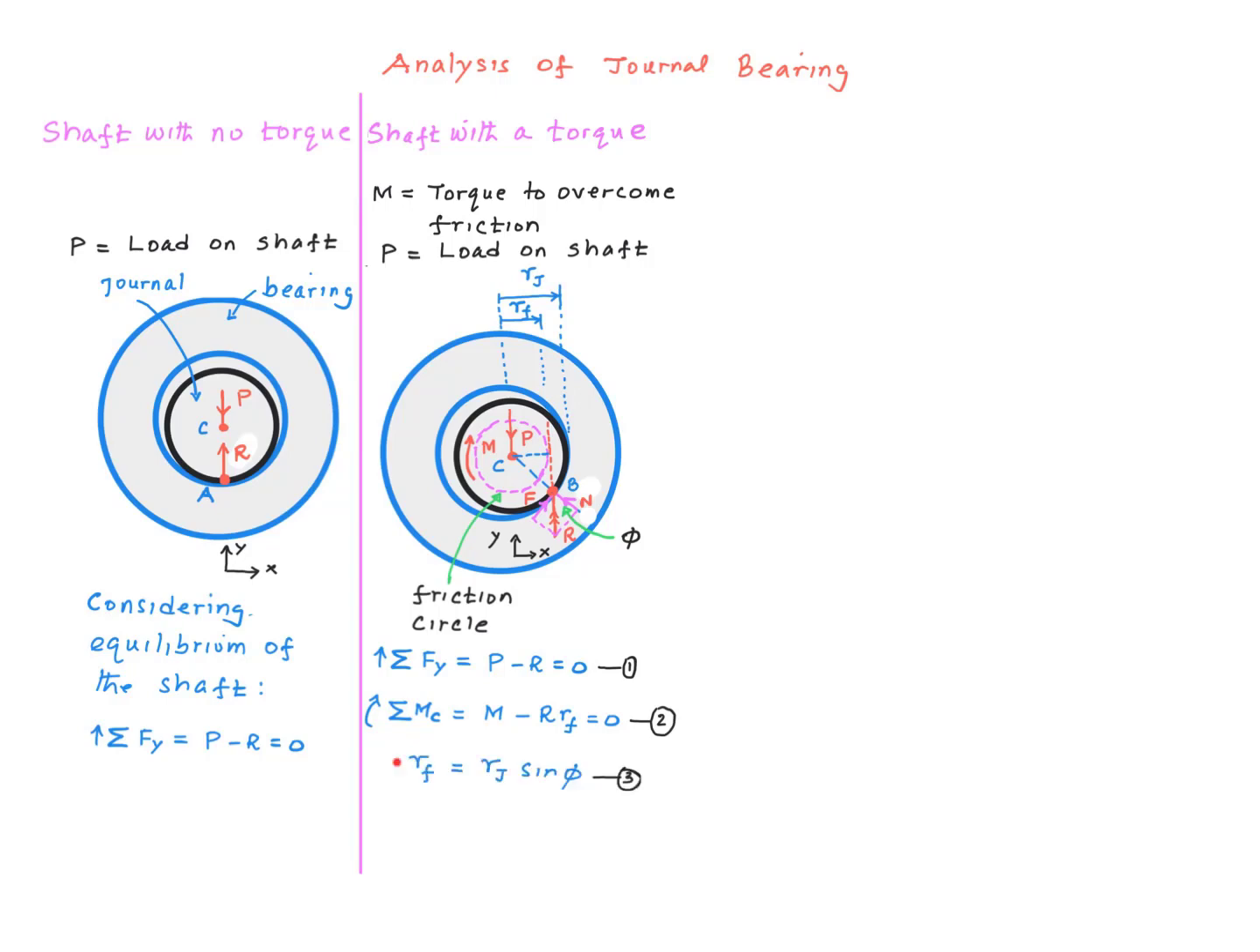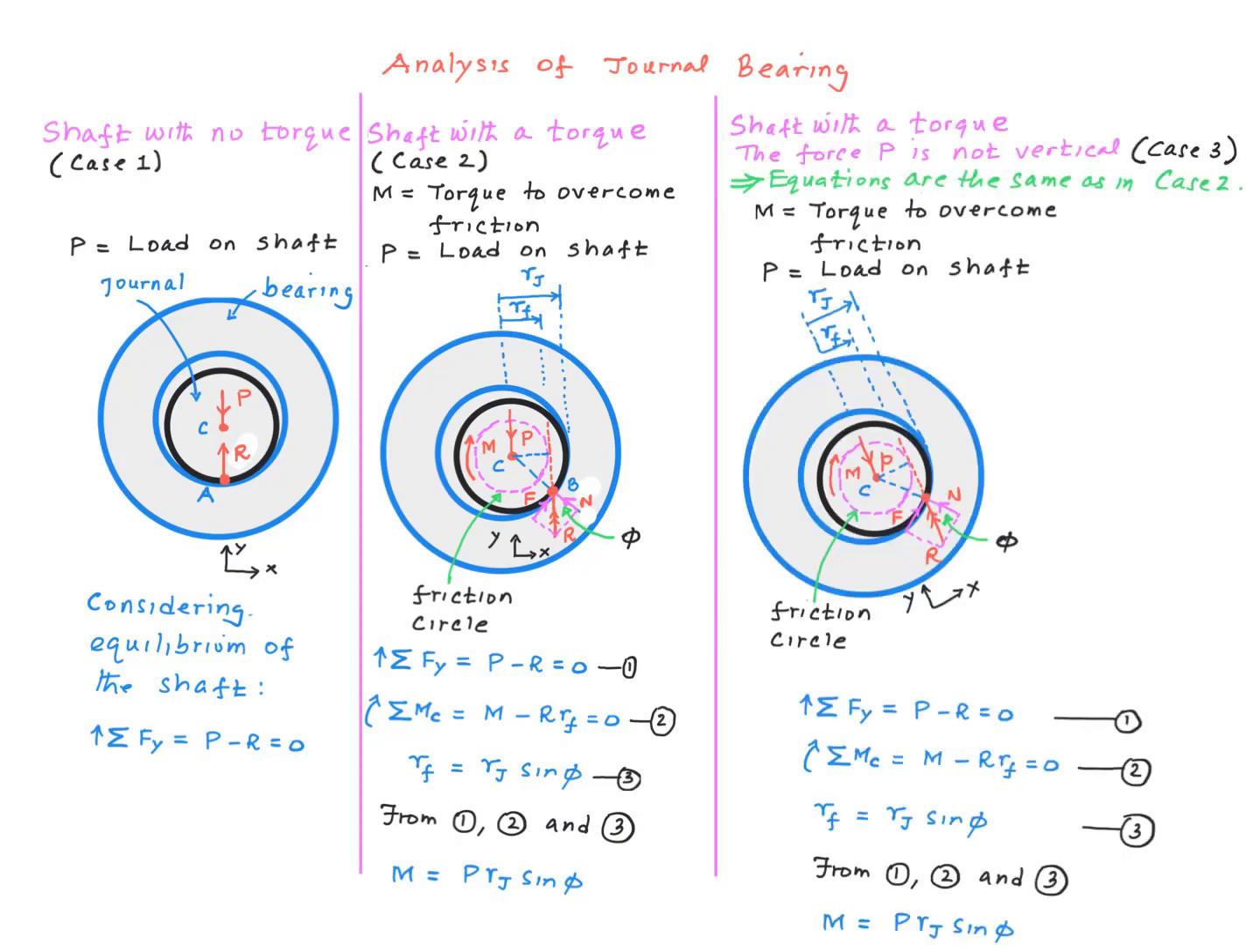We also said that the radius of the friction circle Rf must be equal to Rj times sine phi, so let's put that in an equation as well. Combining these three equations, we get this expression for M. So this is the minimum torque that must be applied on the shaft in order to turn it in the beginning. If there are no other forces acting on the shaft, this will be the torque that must be applied on the shaft in order to keep it spinning at a constant velocity, right?